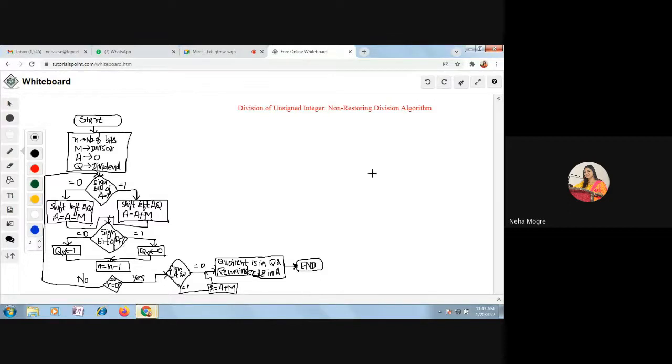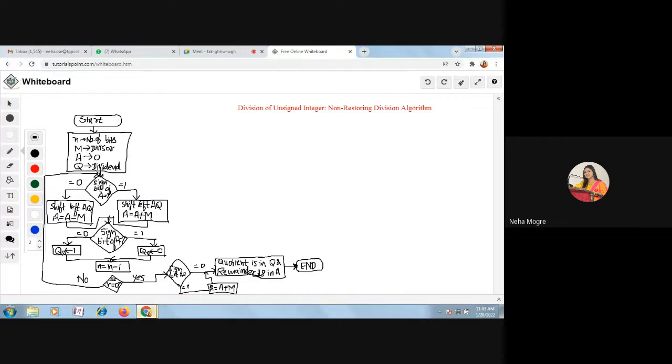Can you see the flowchart? Yes, ma'am. So in the flowchart, again, we start with the problem and initialize the variables that we are using. N is the number of bits. M is the divisor, as we have taken last time also. A is the accumulator content, which is initially 0. And the value of Q is the dividend value.